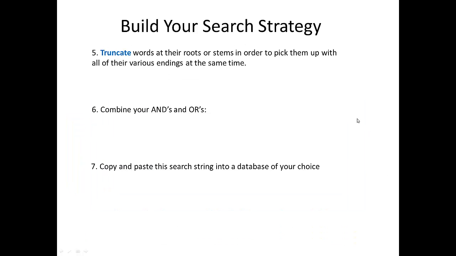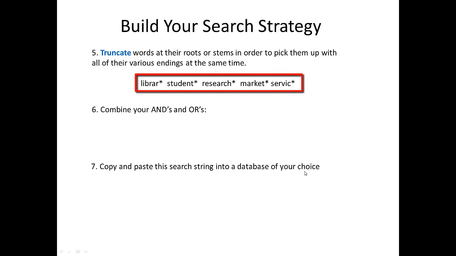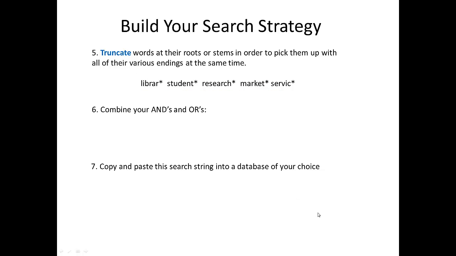The next step is to truncate our words. Remember this from our search tips? This helps you find variations without having to type each variation, a nice time saver. So, go through your keywords and synonyms and find the words that can be truncated. These are mine. So in the first case, remember, an asterisk with librar will find librarians, libraries, and library. And I also have student, research, market, and service to find all of the variations on those words.